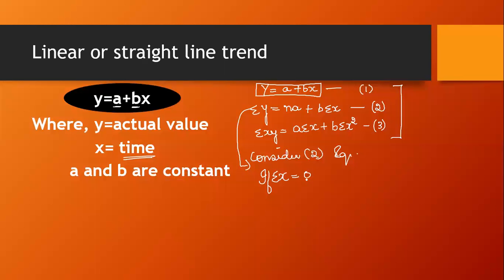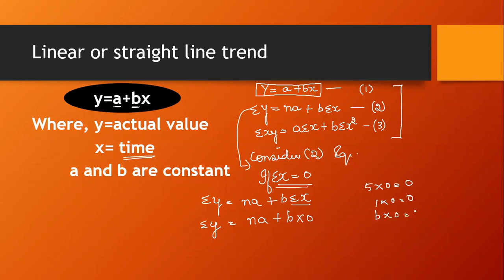Okay, now we will substitute the summation x in the second equation. Now I will write the second equation. Summation y is equal to na plus b summation x. Okay, this is the second equation. I will substitute this. Summation x is equal to 0, as given. That means summation y is equal to na plus b summation x, and the value is 0. That is b into 0. Five into 0 is 0. 1 into 0 is 0. So b into 0 is equal to 0.